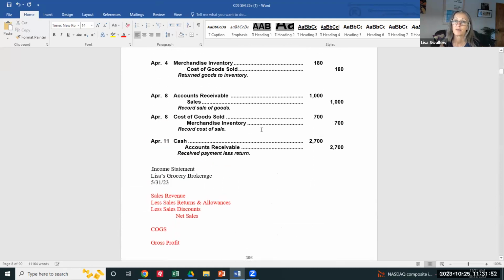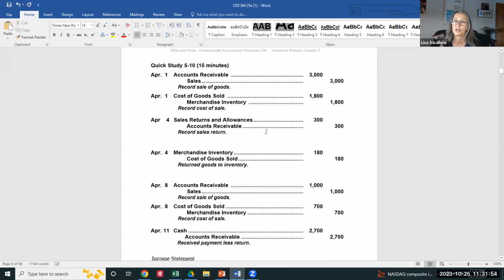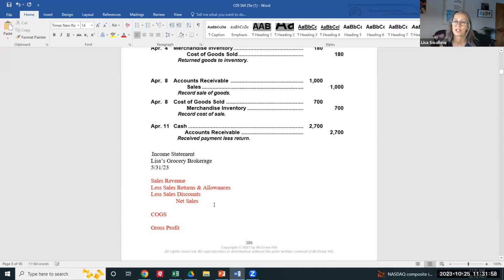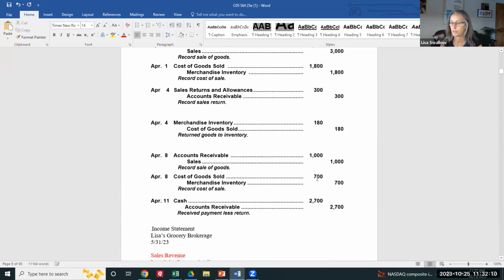So in this example up here, turn off the tape and do the top. If these were the only 2 transactions I had all month in my grocery brokerage, do the top of this statement. Turn off the tape, use the numbers up here. You probably want to set up T accounts.